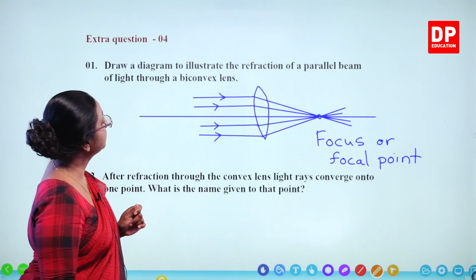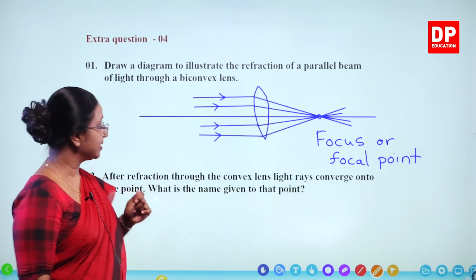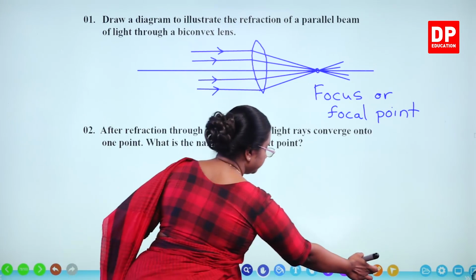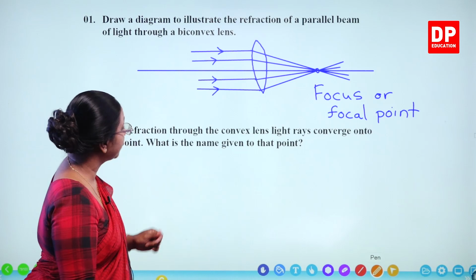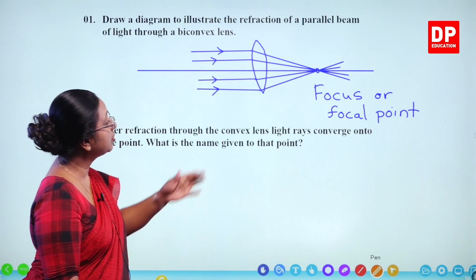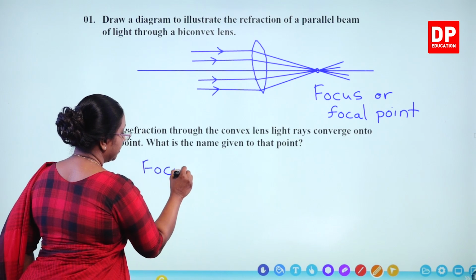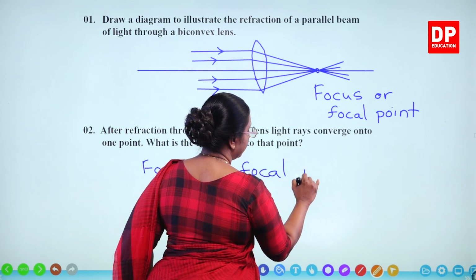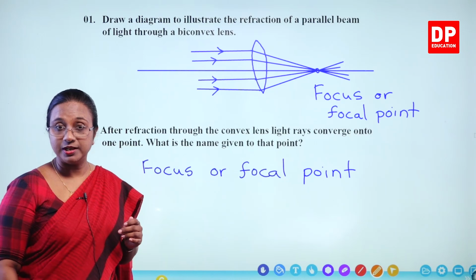So, draw a diagram to illustrate the refraction of a parallel beam of light through a biconvex lens. Then the next part. After refraction through the convex lens, light rays converge onto one point. That is what we have shown there. What is the name given to that point? It's known as the focus or focal point. Here I'll write both the names. You can write one. You can either say focus or focal point.